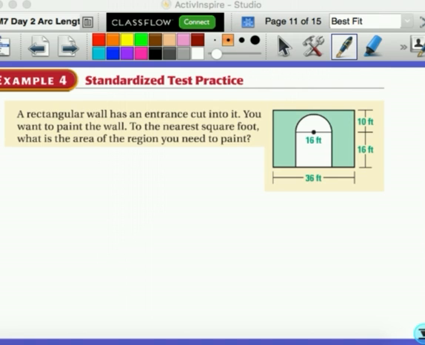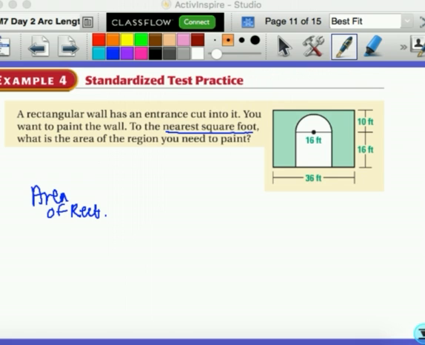So picking back up where we left off, we're now going to look at some information that we have here. It says a rectangular wall has an entrance cut into it. You want to paint the wall to the nearest square foot, so that tells us how we're going to round. What is the area of the region you need to paint? So first and foremost, the largest object that I see here is a rectangle. So I'm going to start first by finding the area of the rectangle, and then I'm going to look at what other pieces have been cut out.